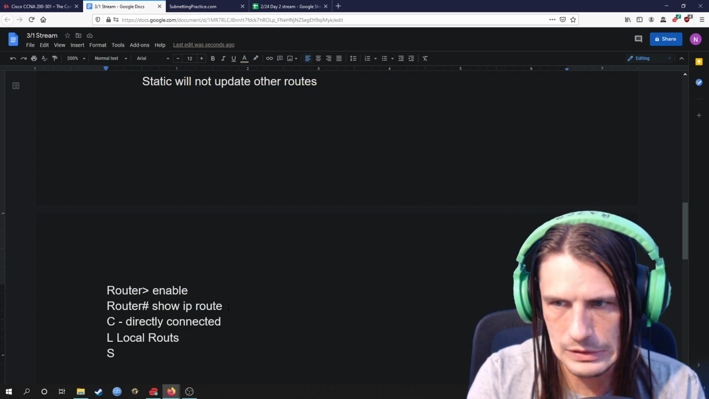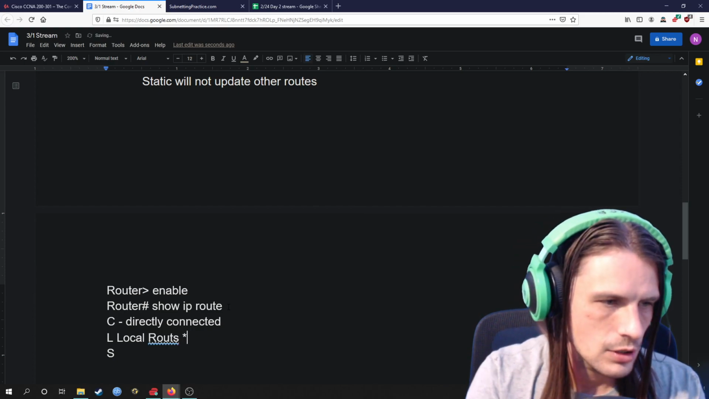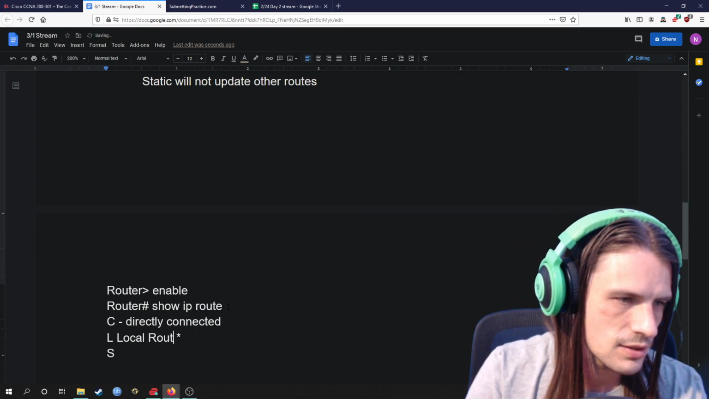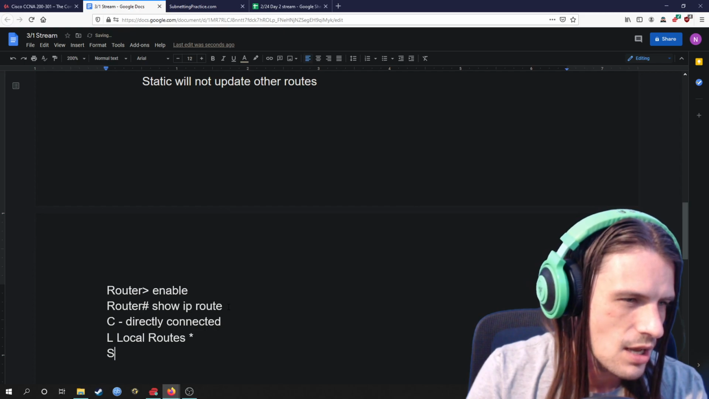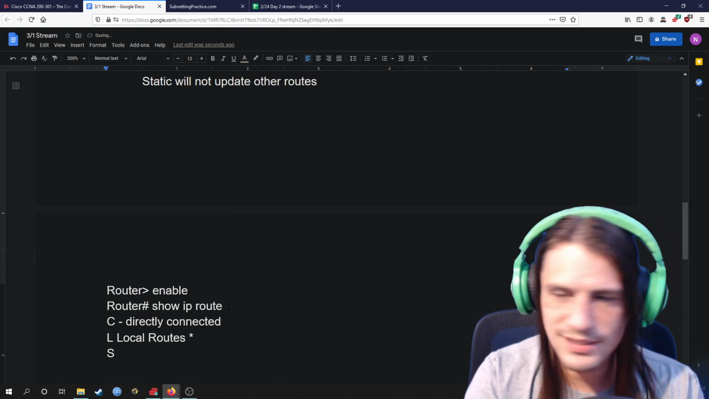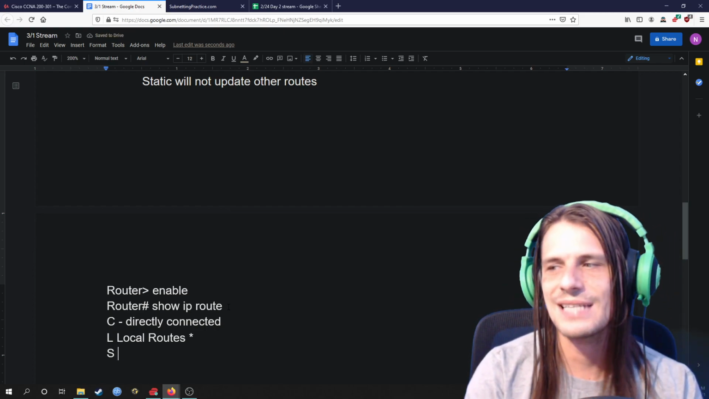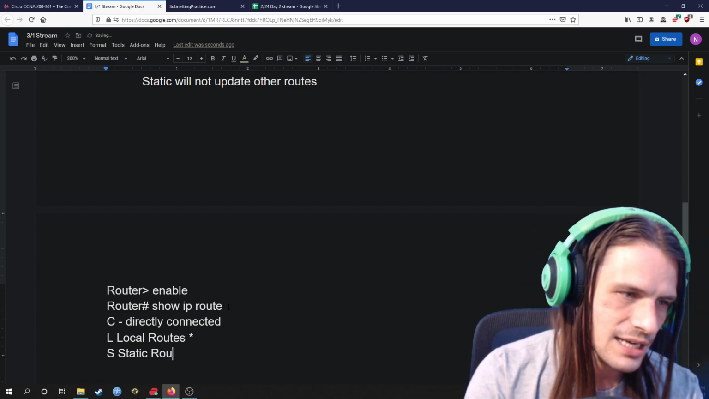I'm going to have to look that up. I'm going to put a note there so I know to look that up just in case. And then S is going to be, what did we just go over? Static routes. S is going to be your static routes.